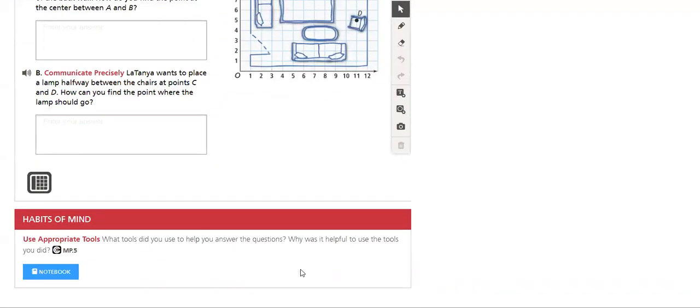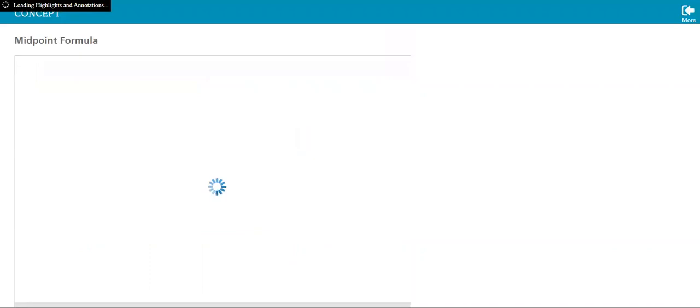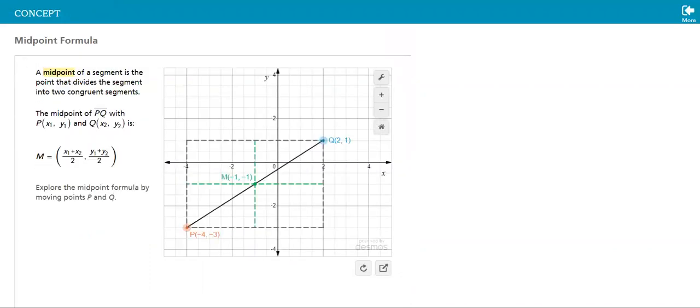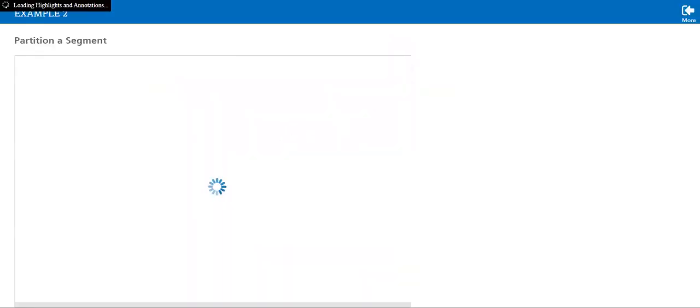And then habits of mind. What is an appropriate tool? What tool did you use to help you answer the question? Why was it helpful to use the tool you did? These are critical thinking questions that you can answer. And then we go through another concept, the midpoint formula. How is it calculated? Example one, example two.